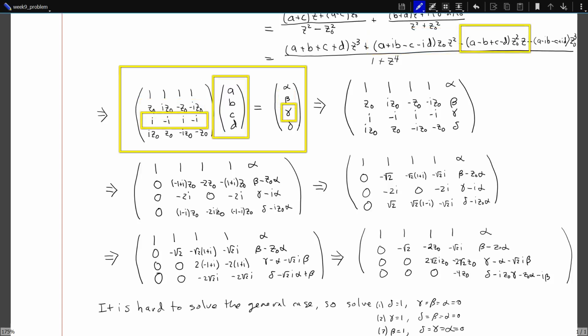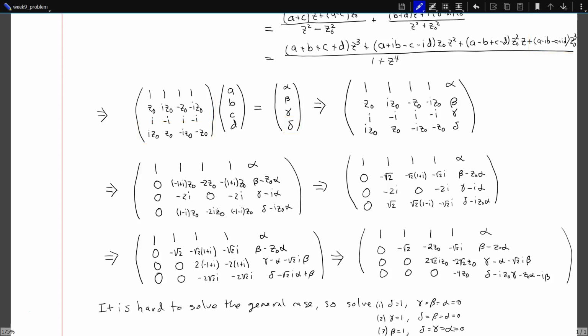And then I have 1, i, minus 1, minus i, because z0 squared is equal to i. And that's the thing that when I multiply it by a, b, c, d and add it together, that's got to give me gamma. And then finally, I have i z0, z0, minus i z0, minus z0. I've used the fact that z0 squared is equal to i again. That thing multiplied by a, b, c, d has got to give me delta. Okay, so we now have to form our augmented matrix where we take the alpha, beta, gamma, delta and put that as the last column of our matrix.